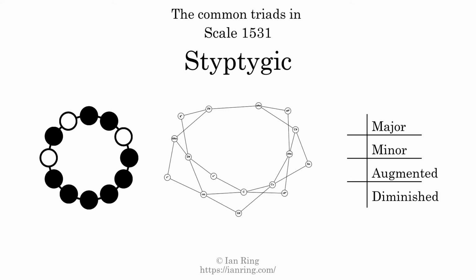The diagram in the center is a graph of parsimonious voice leading between triads. There are 5 major triads. There are 5 minor triads. There is 1 augmented triad. There are 5 diminished triads.